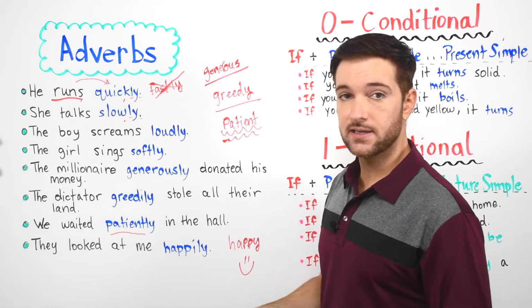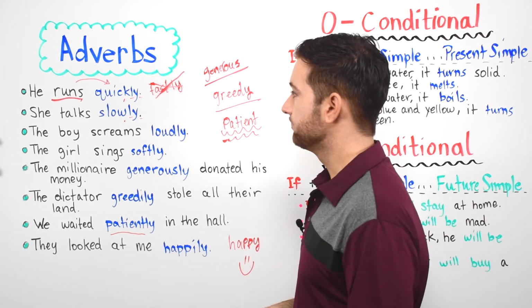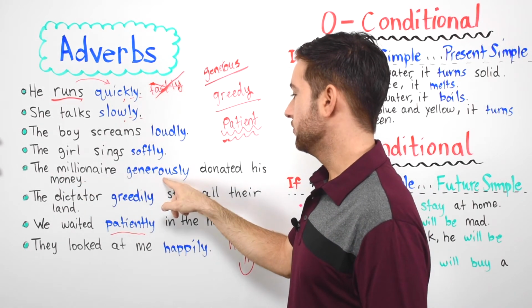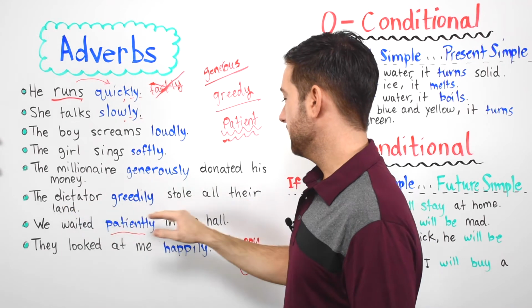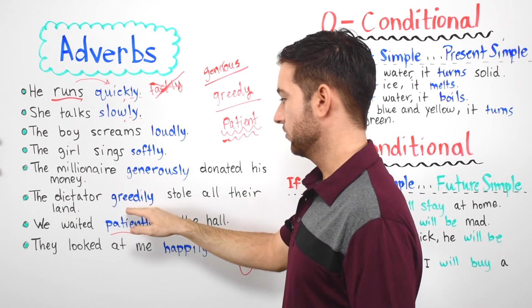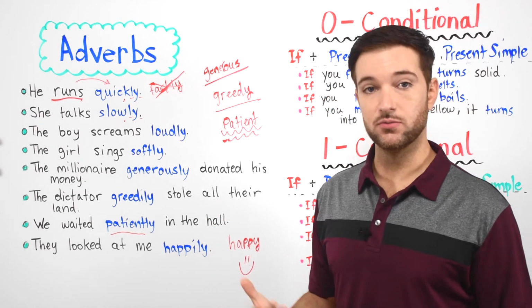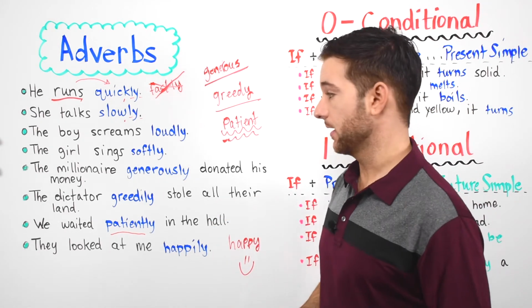But you can also make it come after. It's not a problem. The millionaire donated his money generously. The dictator stole all their land greedily. Okay, so you can say things like that too. You decide where to put the adverb, okay?